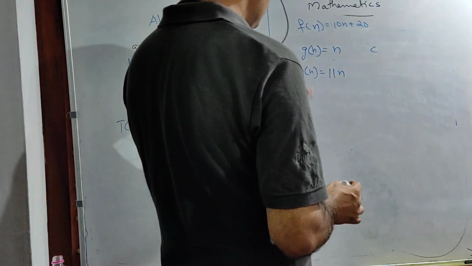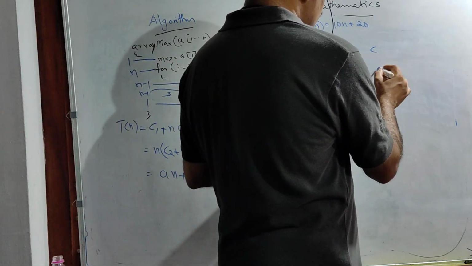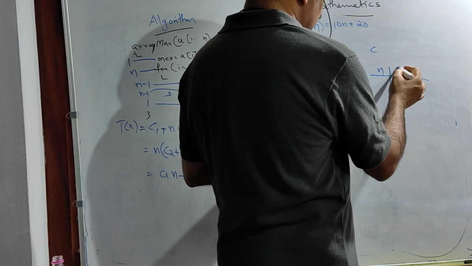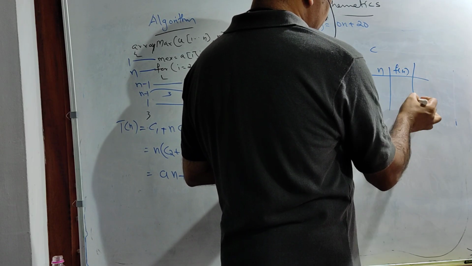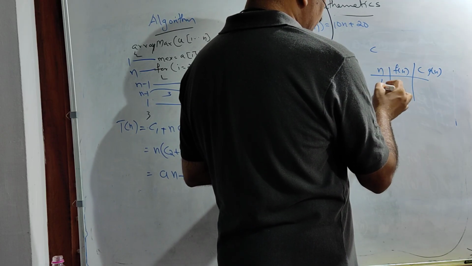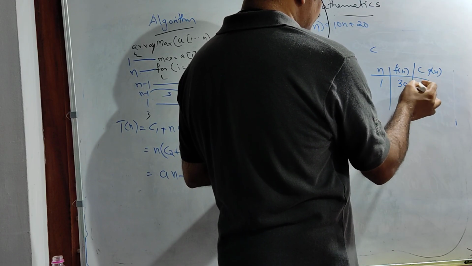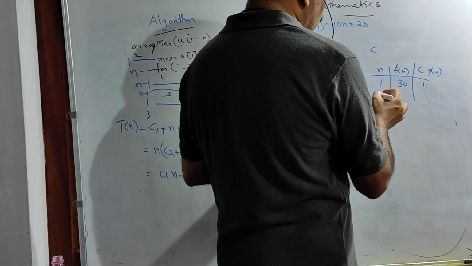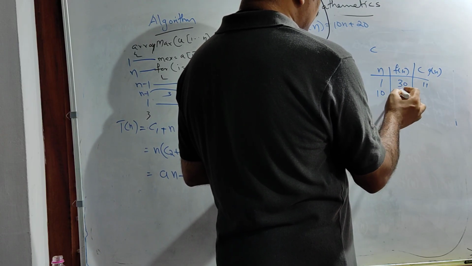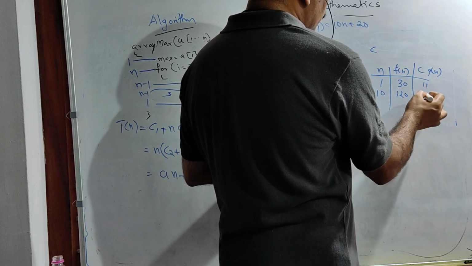Okay, so we have f of n and c into g of n. Let us plot this for the values of n. When n equal to 1, f of n is equal to 30 and c into g of n will be 11. When n is 10, f of n will be 120 and c into g of n will be 110.